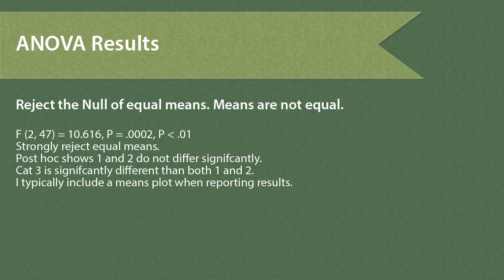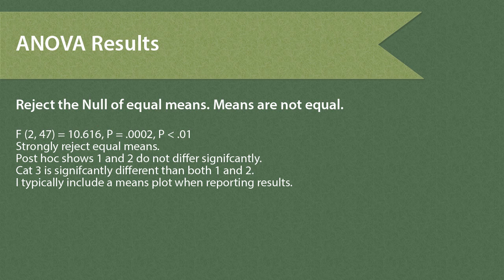F for the degrees of freedom 2, 47 equals 10.616, and P equals 0.0002. And here we could note that P is less than 0.01 significance. So this is a highly significant result, which allows us to strongly reject the null hypothesis of equal means.